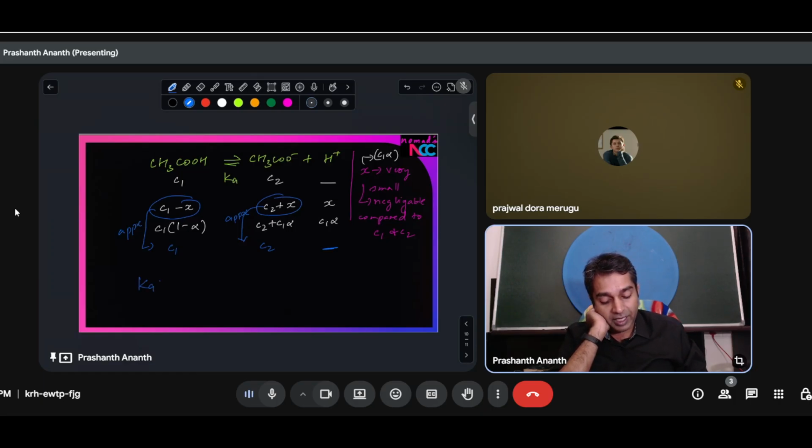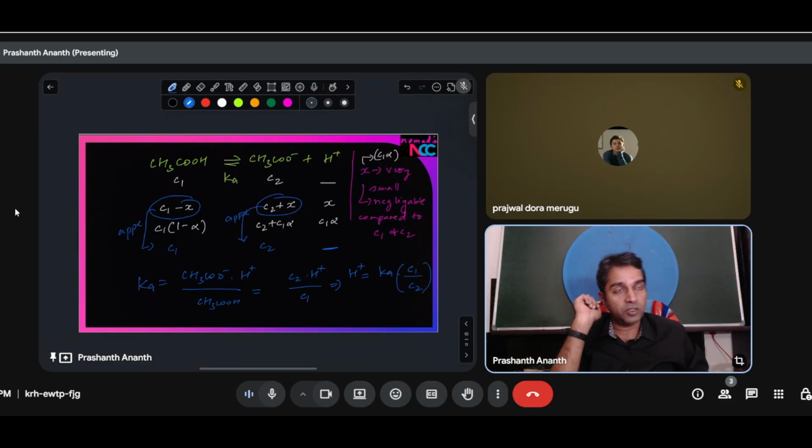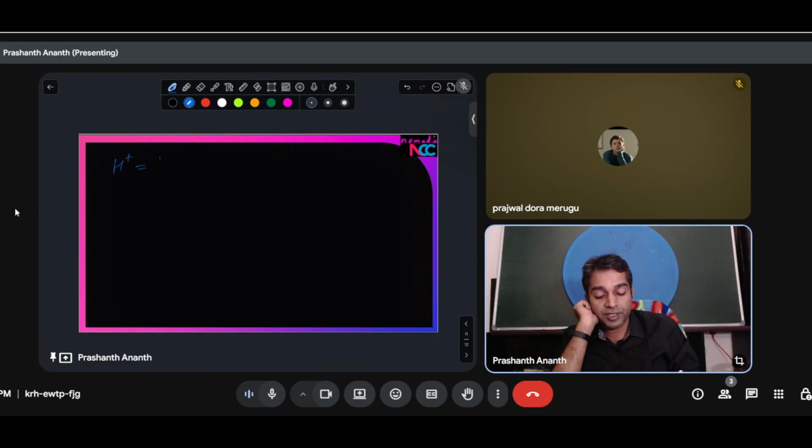My Ka can be written as products by reactants, meaning that is going to be CH3COO minus into H plus by CH3COOH, which works out as C2 into H plus by C1. Meaning we will now be having H plus concentration being equal to Ka into C1 by C2. This is what we end up getting H plus concentration as. So let me put it down over here in full form. So H plus concentration is Ka into C1 by C2.